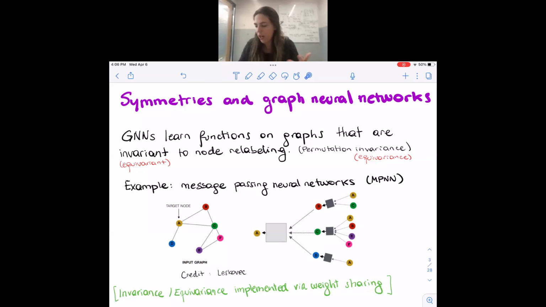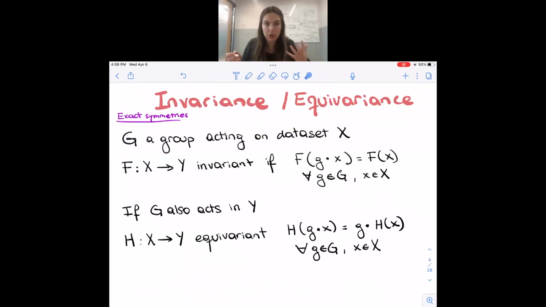But before I go into the details of graph neural networks, I'm going to define what I mean when I say invariance or equivariance. So I'm talking about exact symmetries here. The idea is that we have a group, say the group of permutations, and this group acts on a data set X, and we say that a function f from X to Y is invariant if and only if for every group element and every data point, f of g times x is equal to f of x. So the function doesn't change when I apply the group action to the input.